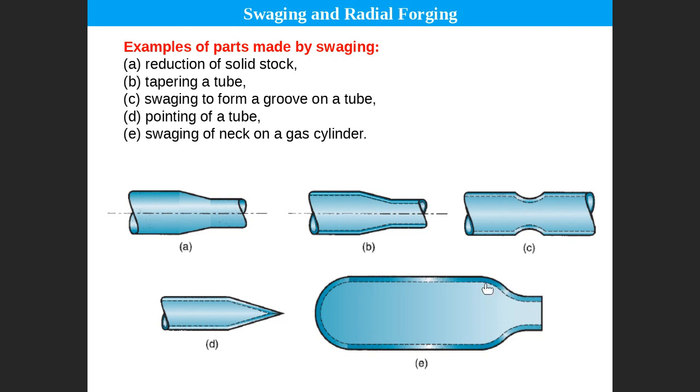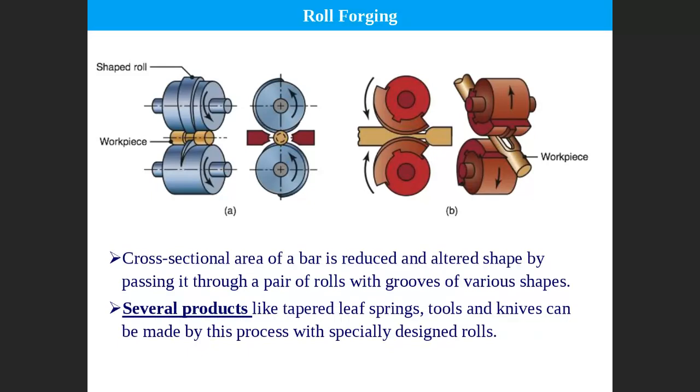You create a neck here. It was initially like this, and then you create necking by using swaging and radial forging, right? Probably if it is hollow, you know what to do, right? Exactly, you need an internal mandrel inside. This is the roll forging.